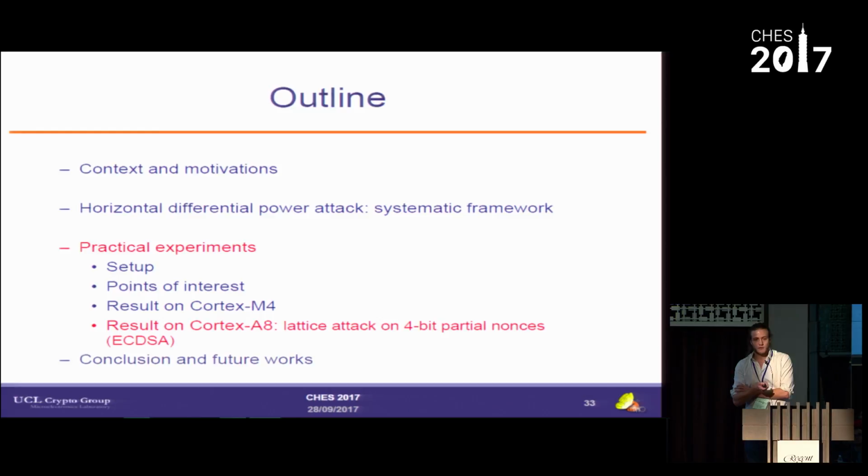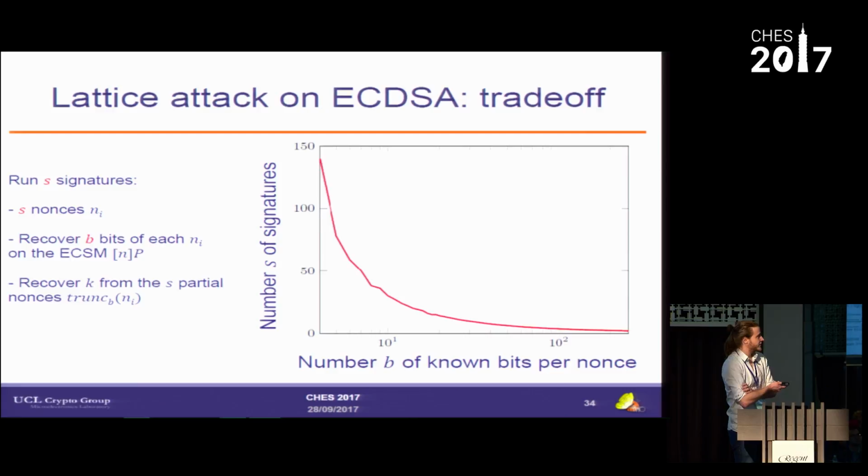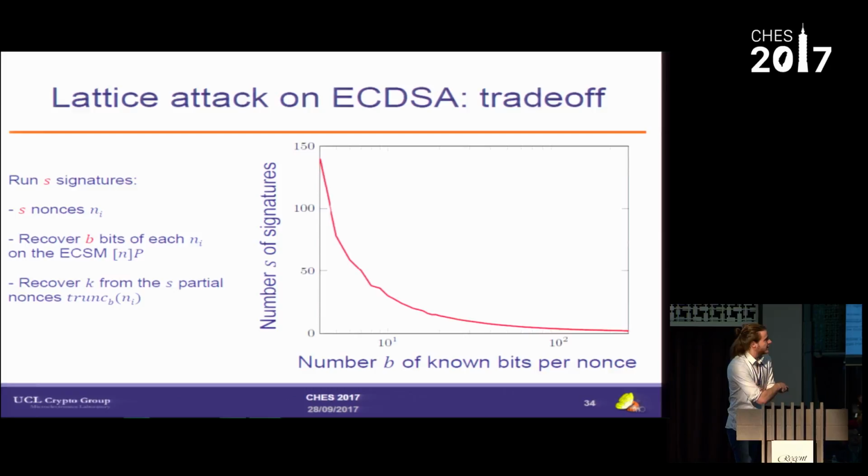A few words on lattice attacks. I won't recall ECDSA, but what you need to know is that when you do an ECDSA signature, first you have to compute a nonce, k_i, which will be used for a scalar multiplication of the point P. And this scalar is linked to the value of the secret key. And there is the reduction: you can compute the key from several known nonces using the hidden number problem and using LLL and everything.